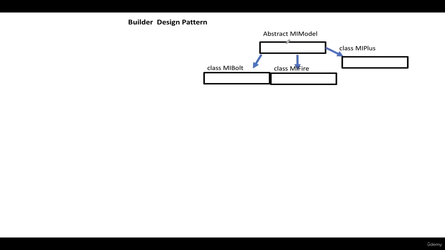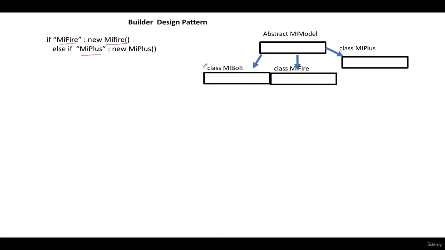Now, first we see what is the problem in the factory design pattern which will be solved by the builder design pattern. As we have seen in our factory design pattern, we have the abstract class which is Mi Model, and these are my subclasses, that is Mi Bolt, Mi Fire and Mi Plus. So these are the mobiles. Now if the client requests the Mi Fire, then we create the instance of Mi Fire and provide that to the user. And let's say the client provides the query as Mi Plus, so we create the instance of Mi Plus and return that to the user. So this is a simple implementation of the factory class.